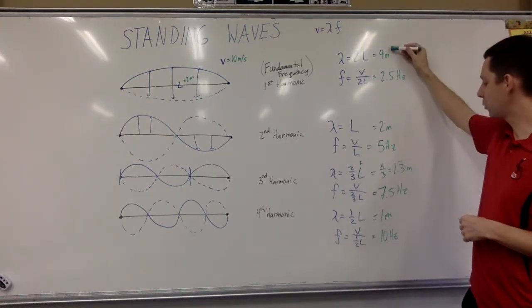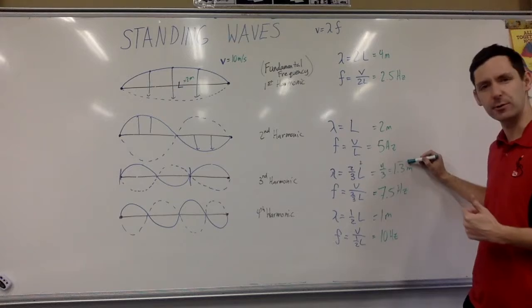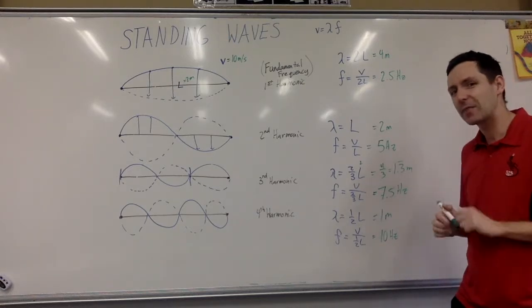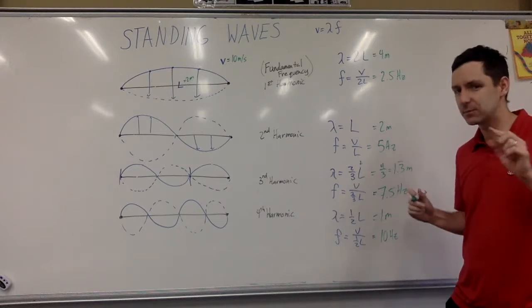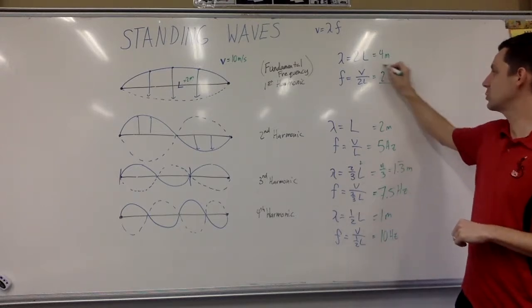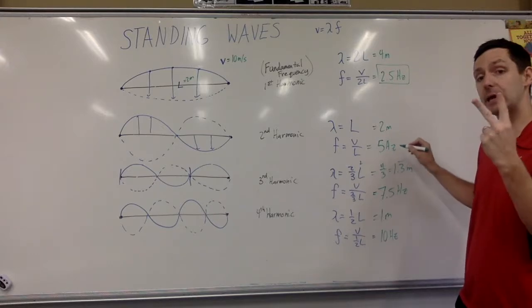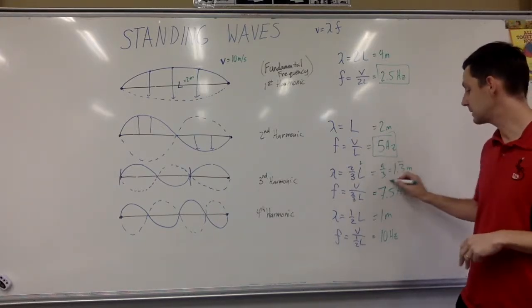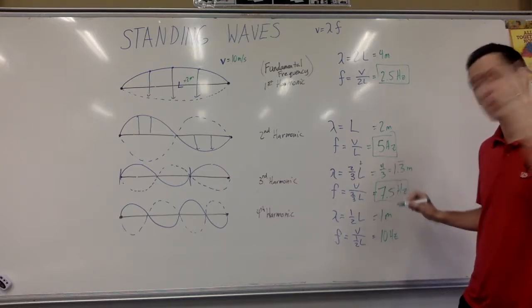One thing I want you to notice, though, is that the wavelengths are doing something weird, right? It goes from 4 to 2 to 1.3333 to 1. The difference every time is changing. Look at the frequencies, though, and this is important. The frequency starts at 2.5 hertz. The second harmonic is 5 hertz. The third harmonic is 7.5 hertz. The fourth harmonic is 10.